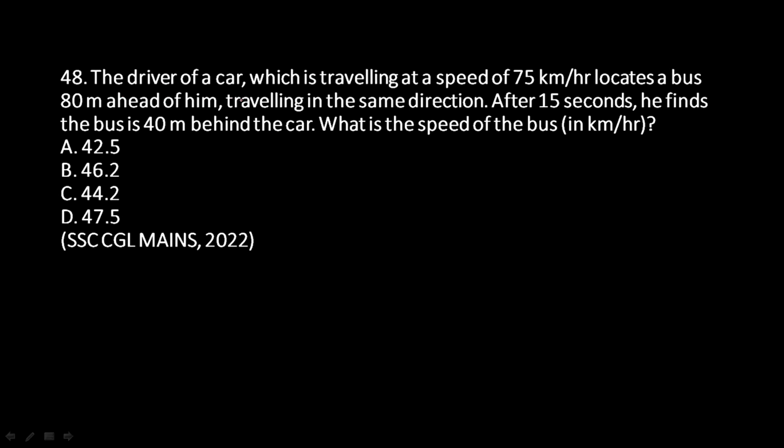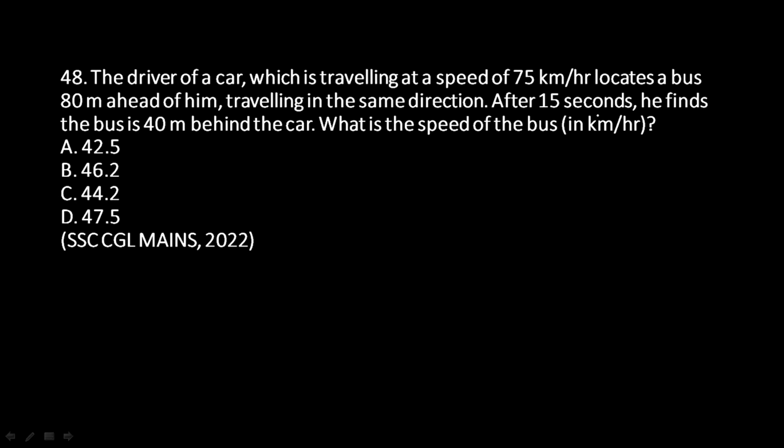The driver of a car which is traveling at a speed of 75 km per hour locates a bus 80 meters ahead of him, traveling in the same direction. After 15 seconds, he finds the bus is 40 meters behind the car. What is the speed of the bus? So how will you solve it? Look at it carefully.